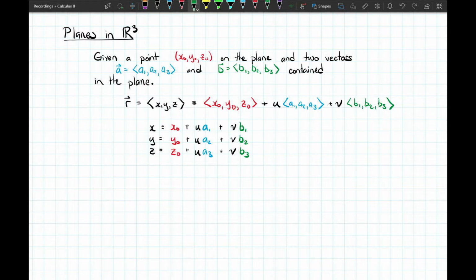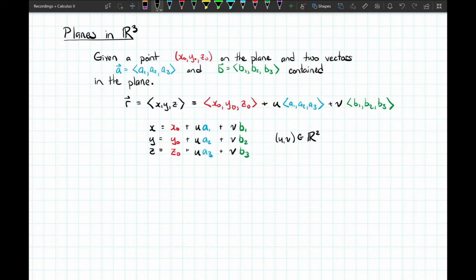We would have x equals x naught plus ua1 plus vb1, and y equals y naught plus ua2 plus vb2, and z equals z naught plus ua3 plus vb3. And if we wanted an infinite plane, then we would just have u and v belong to the set R2. If we wanted a half plane, then maybe we could just say that u needs to be greater than or equal to 0.